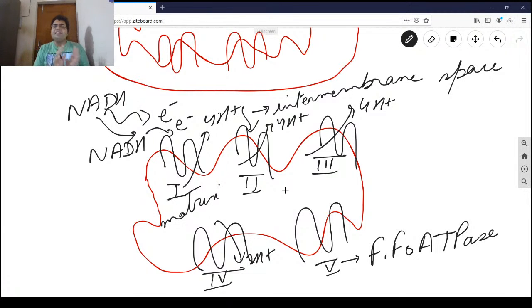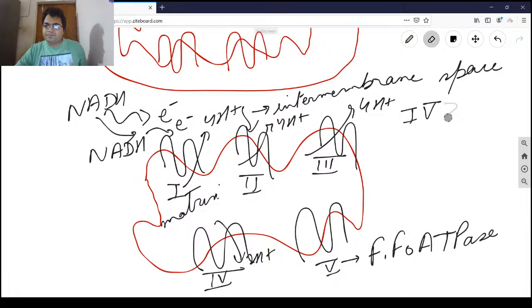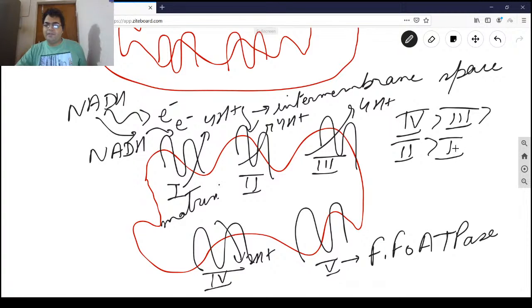So the thing here is that electrons are being transferred from complex 1 to 2 to 3 to 4. Complex 4 is the best acceptor, followed by complex 3, followed by complex 2, followed by complex 1. So this is the best acceptor of electrons. Every time 4H plus, and in case of complex 4, 2H plus, why, I'll explain later, is thrown out of the membrane.